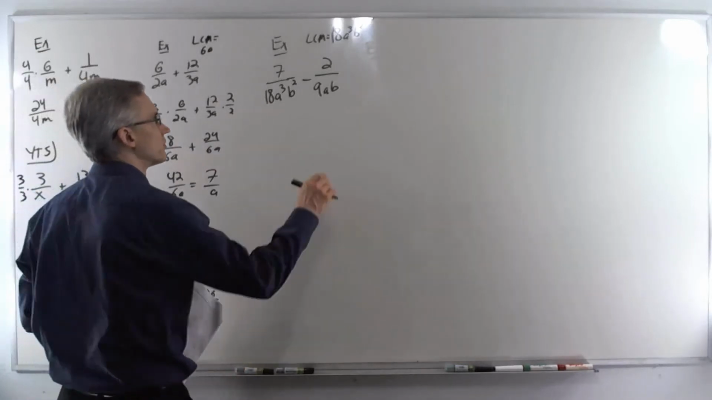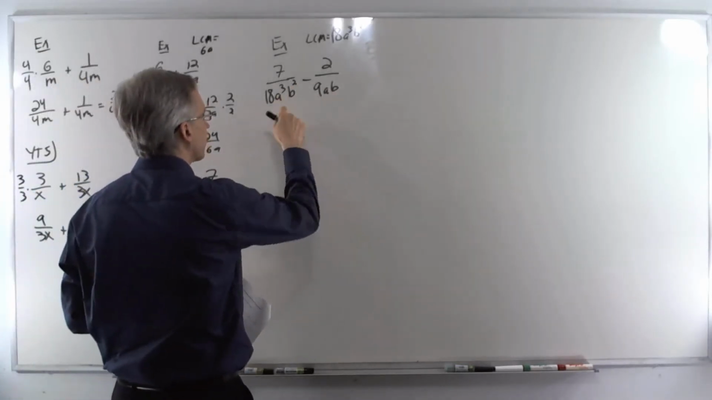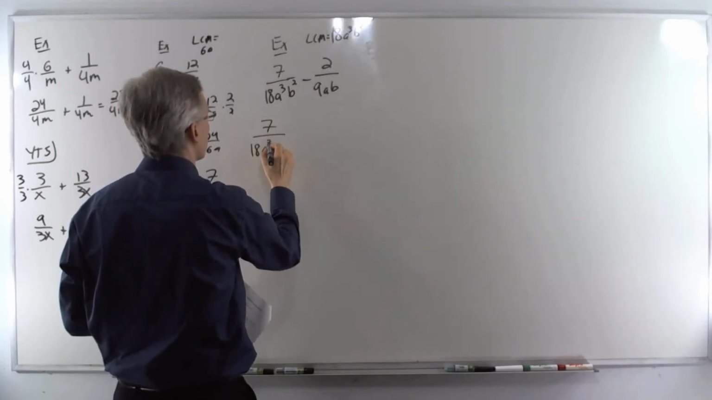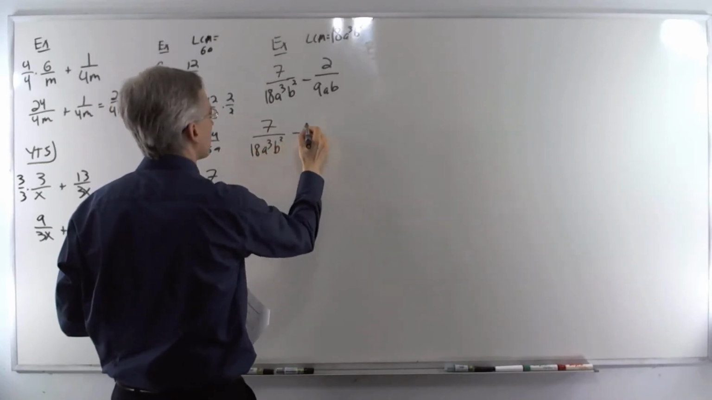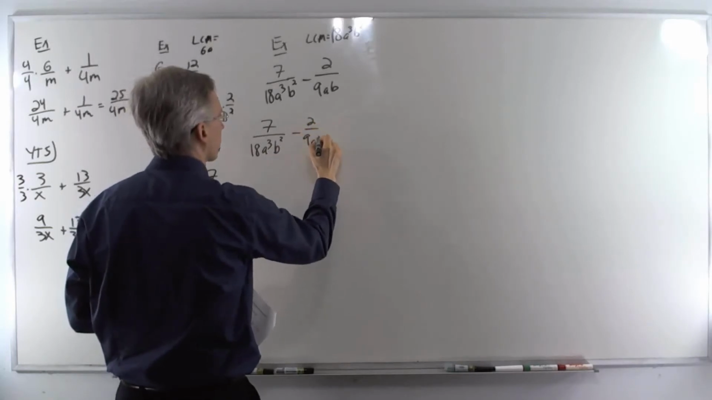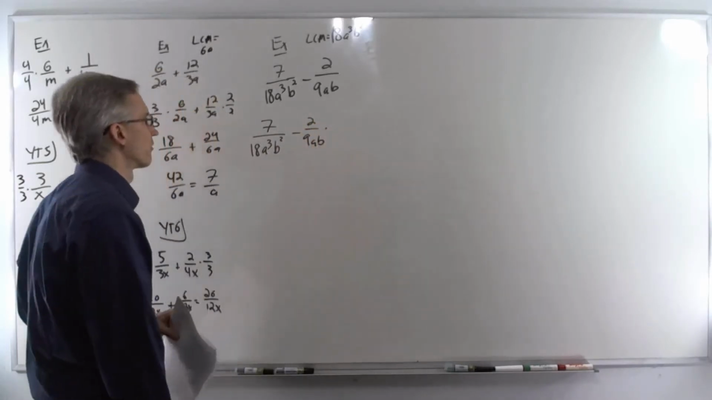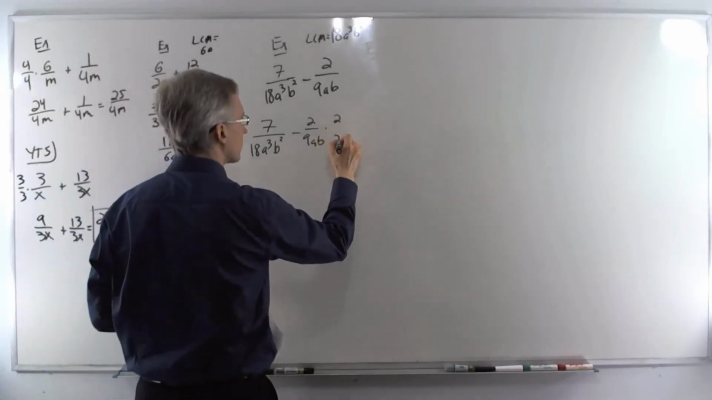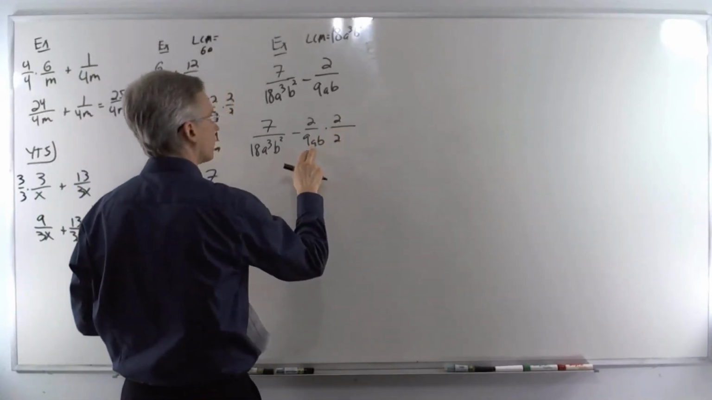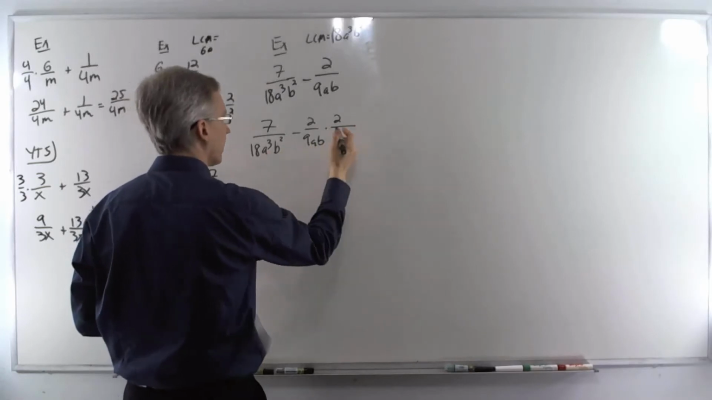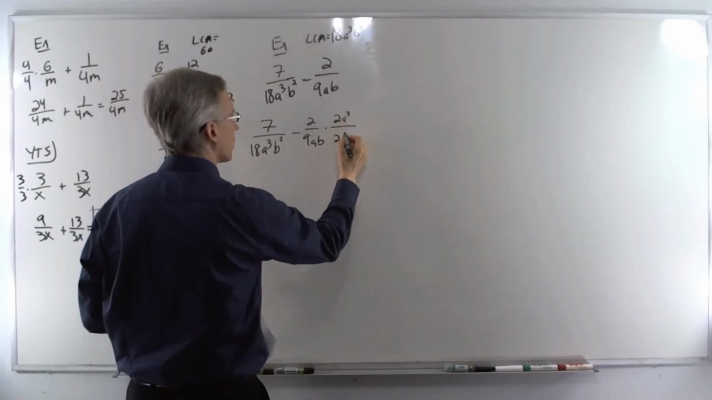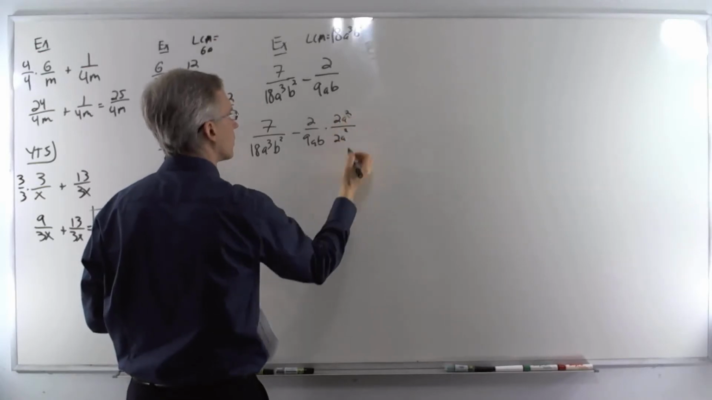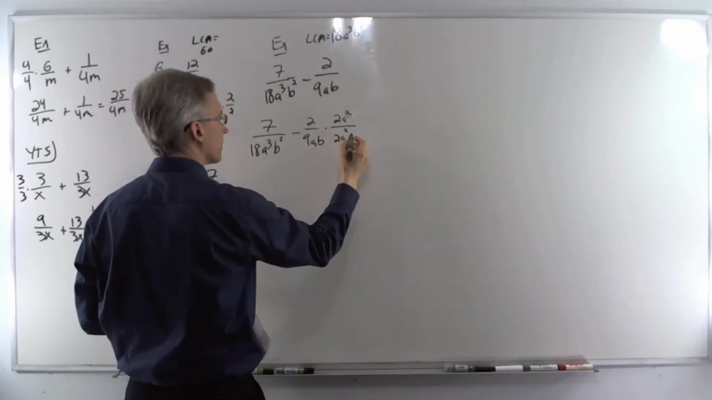We just need to convert this one to have this denominator. So this one will stay the same. And we'll multiply the second fraction. We need to multiply by 2 to get 18. We need to multiply by a squared to get up to a cubed. Oops, squared. And we need to multiply by b to make that b squared.